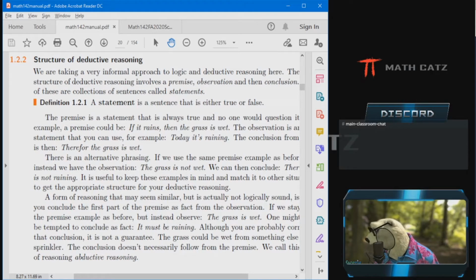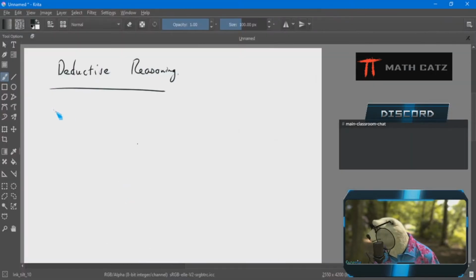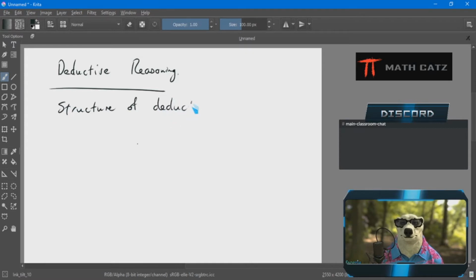I think I'm gonna leave it for now. I'm just gonna focus on the structure of, I have the heading here. I'm gonna write it again. Just indecisive. Deductive. Why is that capitalized? That's not fair. Small r for you, reasoning.